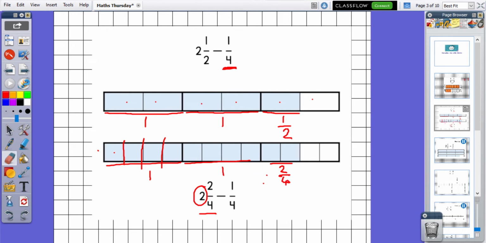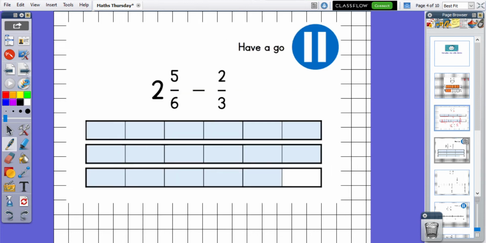So now I can do 2 2/4, subtract 1/4. So I'm going to take my pen again and I'm going to subtract 1/4, which would leave me with 2 1/4. Okay, so I would like you to have a go at this one now, please. So you have got 2 5/6, subtract 2/3.